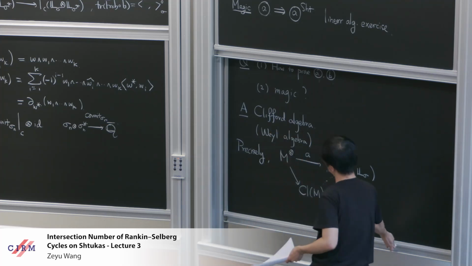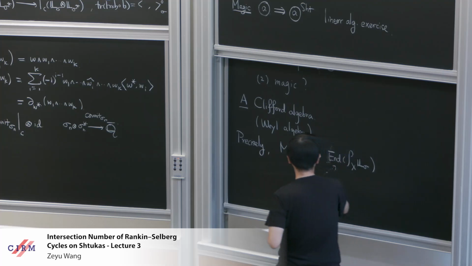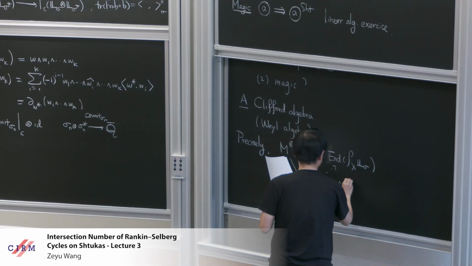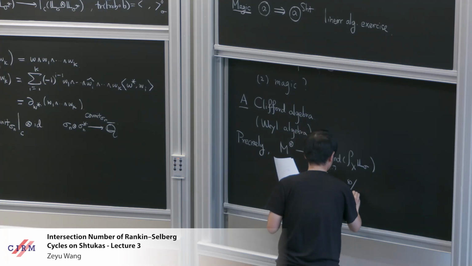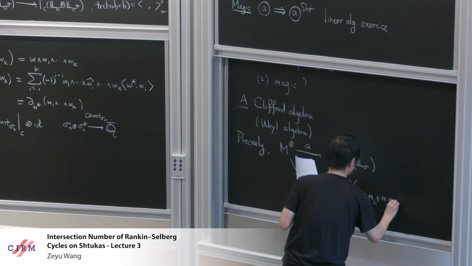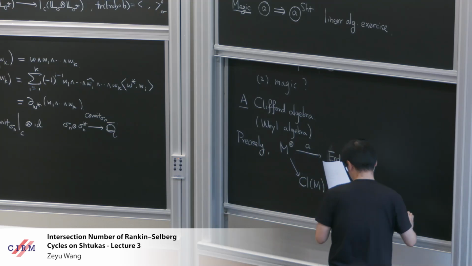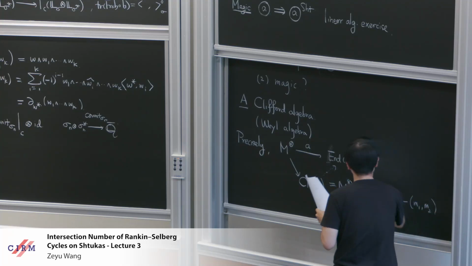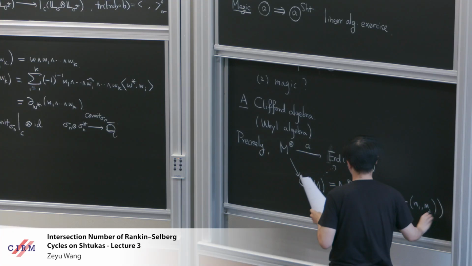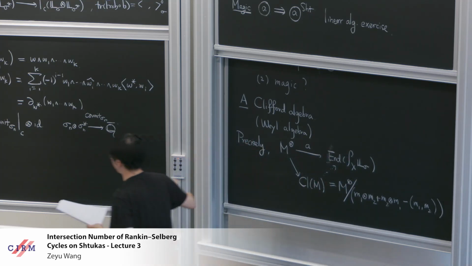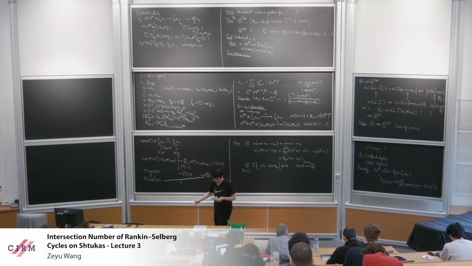So precisely, I mean the following. Recall that you define the Clifford algebra as the tensor algebra of M, quotiented out by the relations generated by M1 tensor M2 plus M2 tensor M1 minus the pairing between M1 and M2. You take the quotient by this two-sided ideal. That's what I mean by the Clifford algebra.